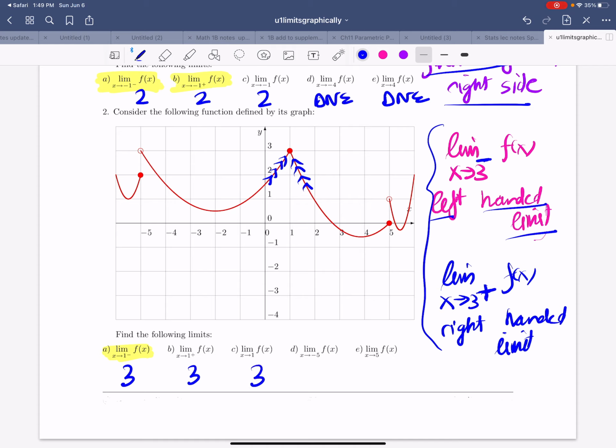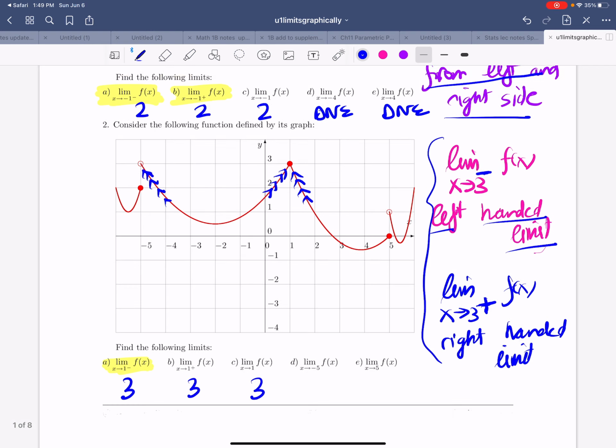If both left and right-handed limits are equal, then the limit at that point exists, and it would be that number, whatever y value you're getting closer and closer to as you're coming from the left side and from the right side. Next, limit as x approaches -5 of f of x. Well, we need to check from the left and right hand side. Coming from the right hand side of -5, the y value is getting closer and closer to 3. But coming closer and closer to -5 from the left-hand side, the y value is equal to 2. So we would say this does not exist.